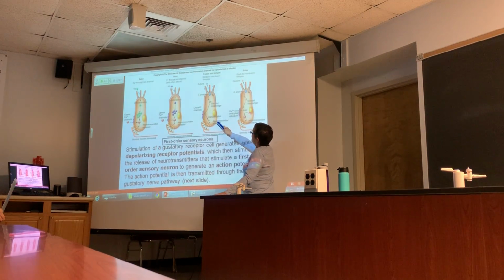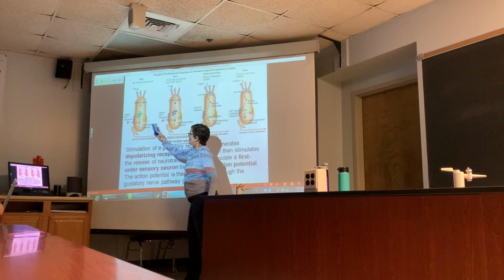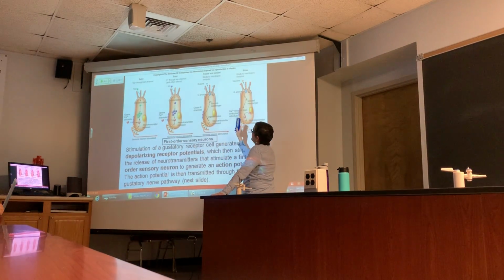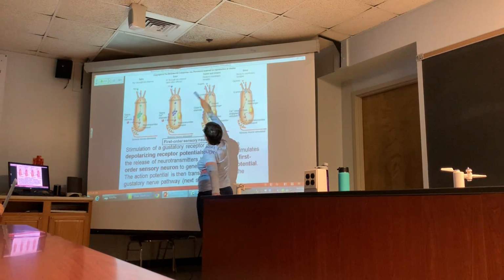The other receptors for sweet, umami, and bitter flavors are actual receptors, not just channels. So these two are ion channels. These bind to specific chemicals. In the case of sugar, sugars bind to sugar receptors.